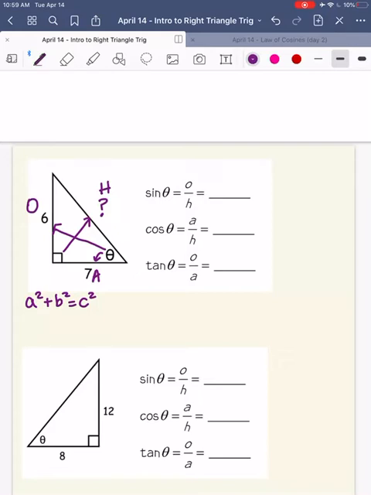All right, so let's fill it in. If you remember, a and b can be interchangeable with the legs. It doesn't matter which one is which. So we could put 6 or 7 first.